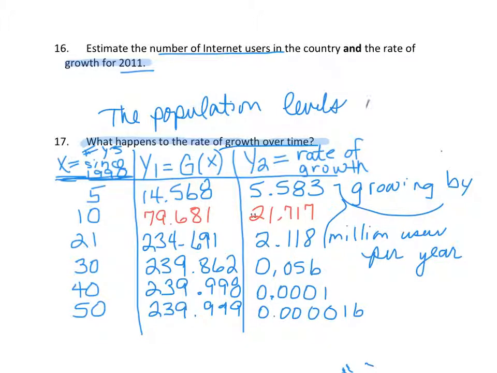So the population levels out over time, and that's probably because after a while there's no more people that are living there that don't have access to the internet. So unless the population grows significantly for some reason, there's not many more people to actually add to that population.